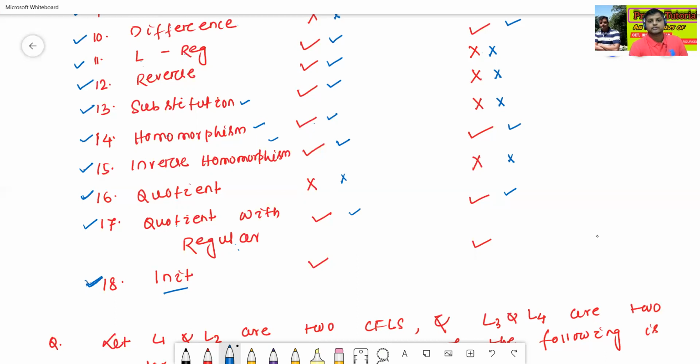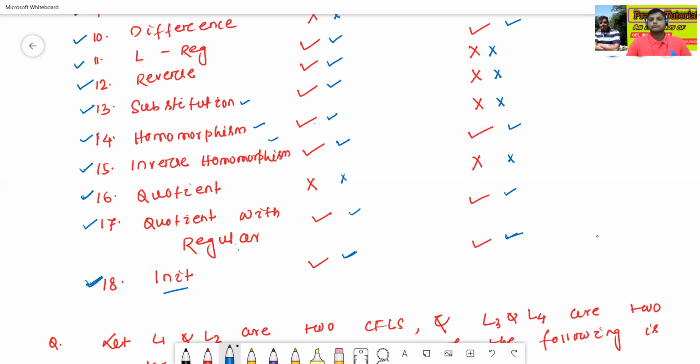The init operation is closed under CFL and is closed under DCFL. So this is the complete chart of closure properties of CFL and DCFL.